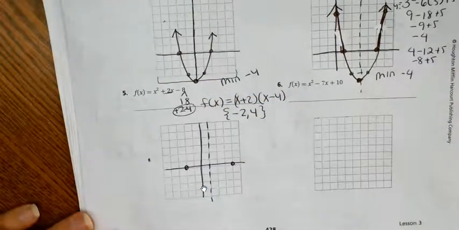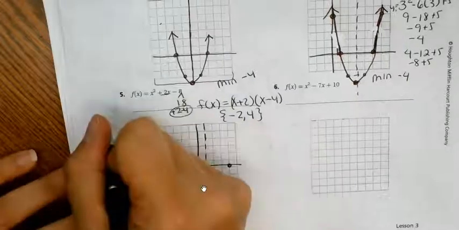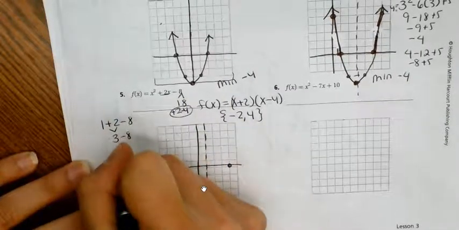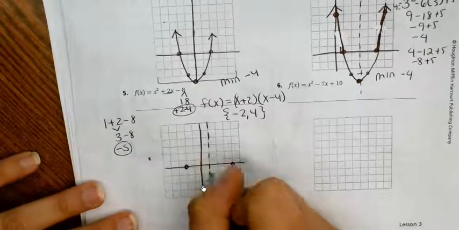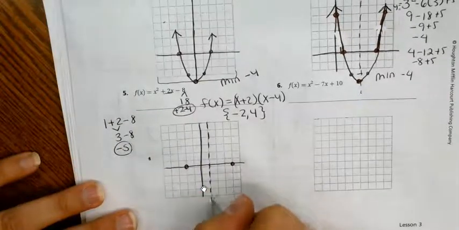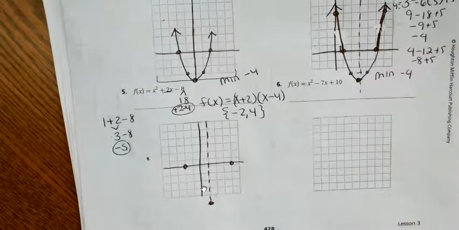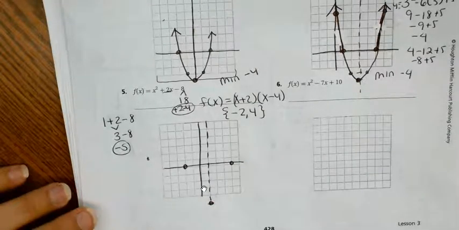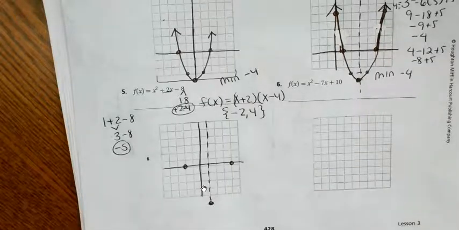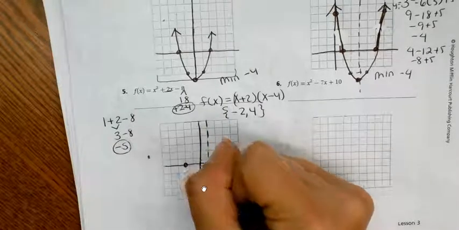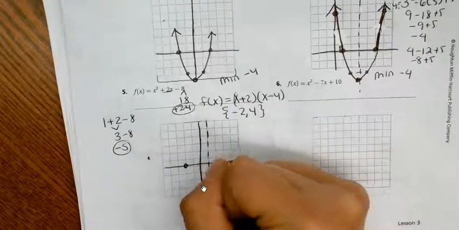I'm going to plug a 1 in and see what I get. 1 plus 2 minus 8. 3 minus 8. Negative 5. Negative 1, 2, 3, 4, 5. Okay, so there's our vertex. We're going to find another point. Let's go for our y-intercept. Our y-intercept is when x equals 0. 0 plus 0 minus 8 is negative 8. 1, 2, 3, 4, 5, 6, 7, 8.